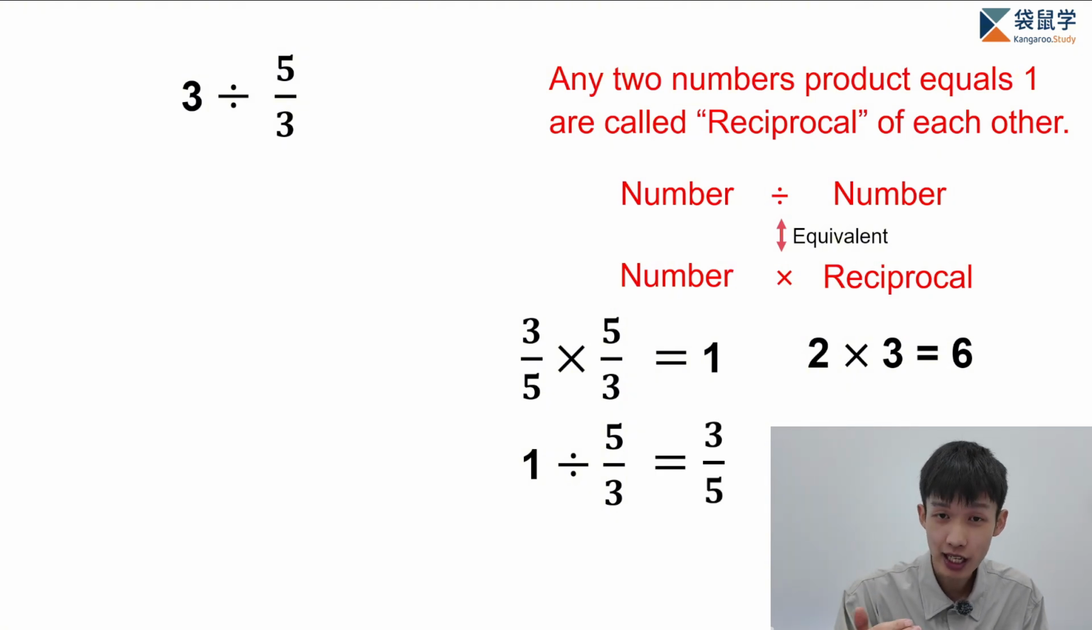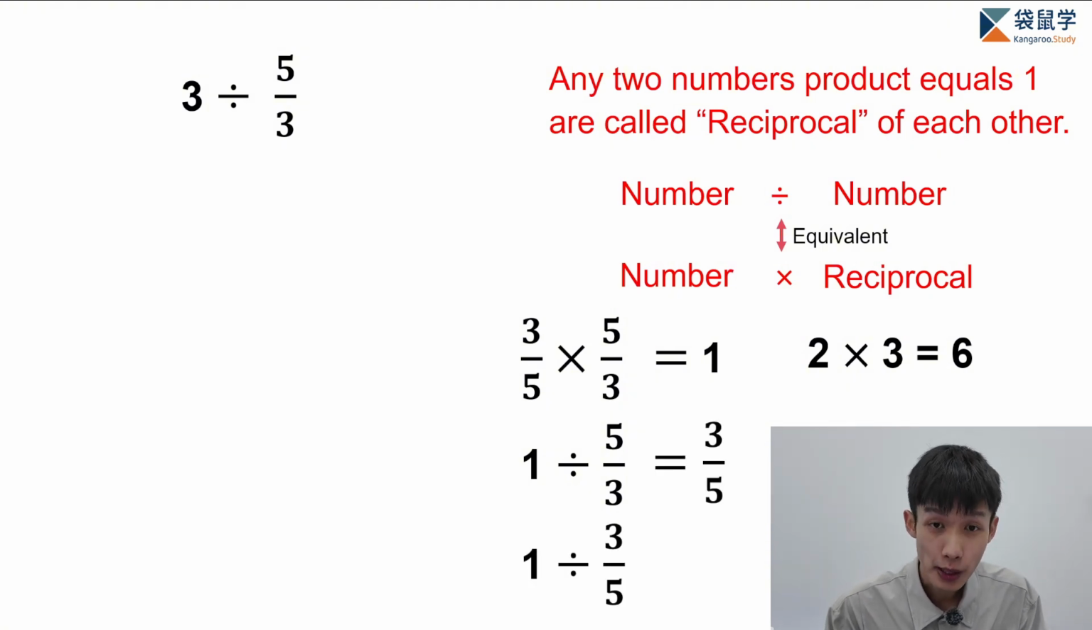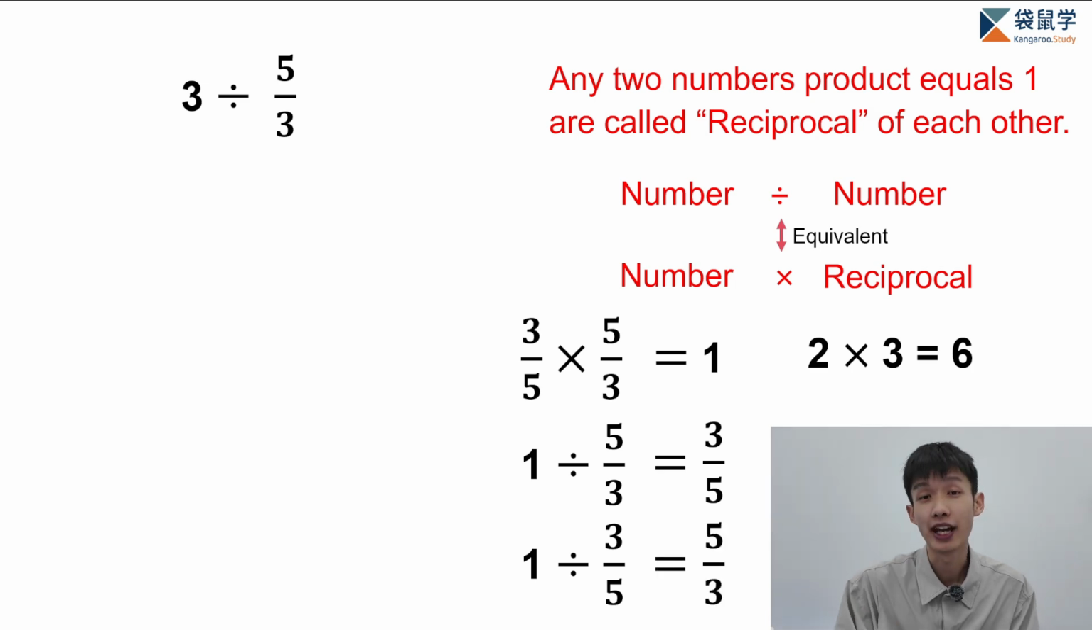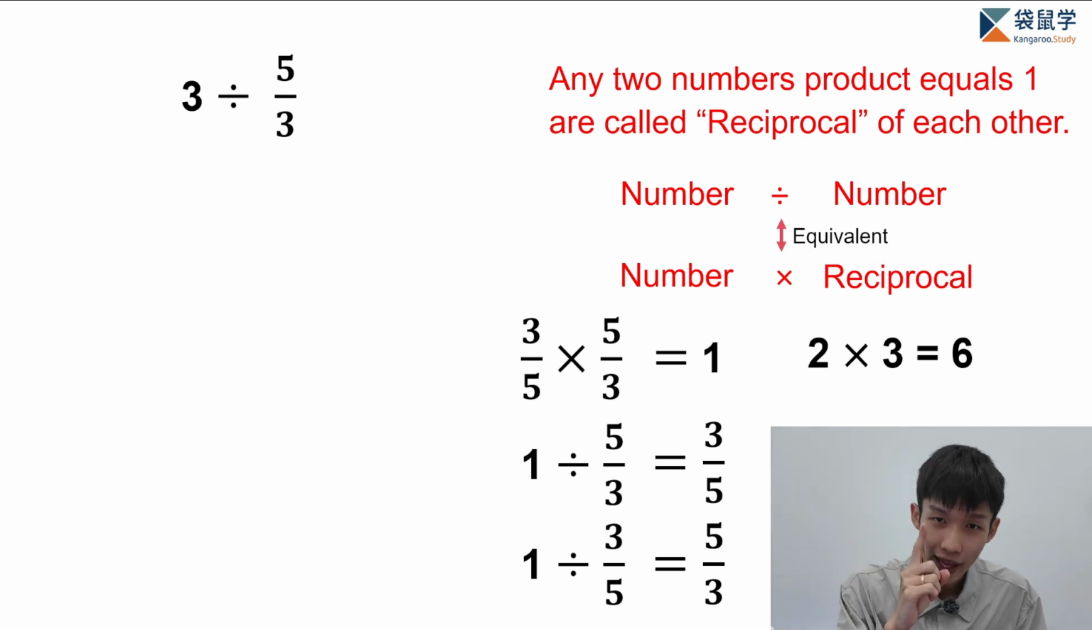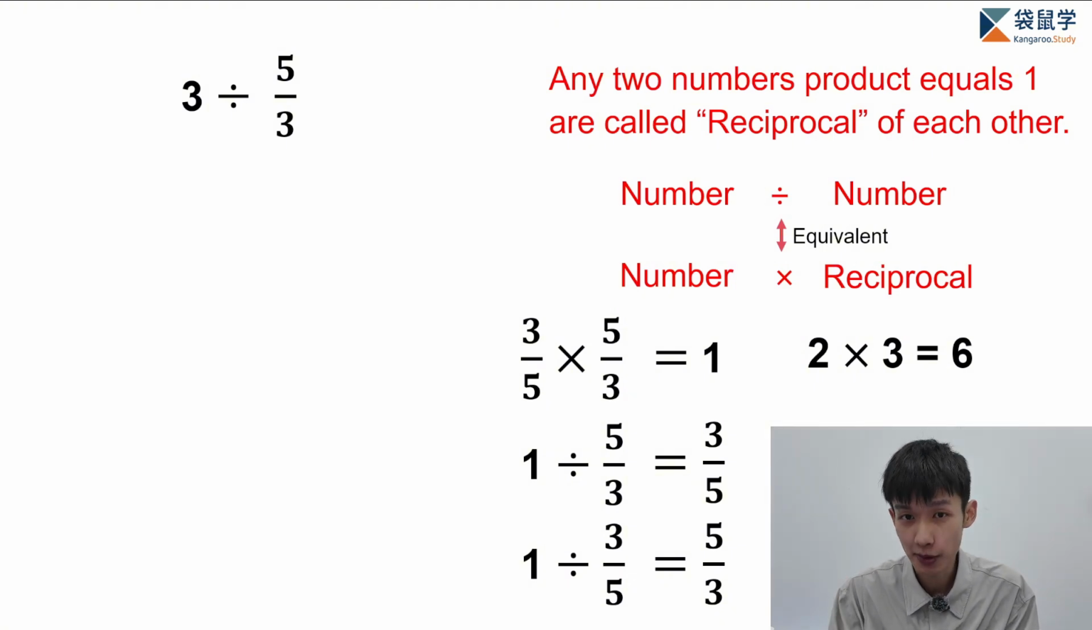So from there, let me test you a little bit. 1 divided by 3 over 5, what do we get as a result? What we get will be another number, which is 5 over 3. So from this example, we can know that 1 divided by any number, what we get will be its reciprocal.